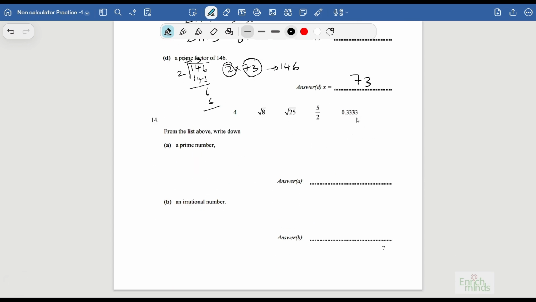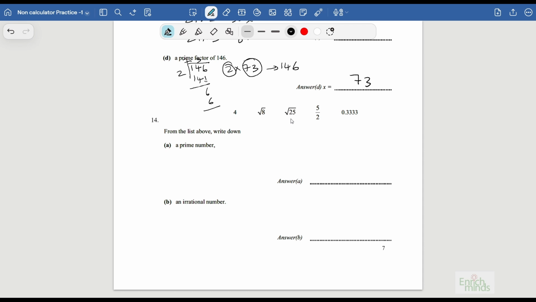There's another list of numbers given here. From the list, write down a prime number. Well, 4 is not a prime number. Root 8, well, we cannot find the square root of 8. It's an irrational number, to be more precise.